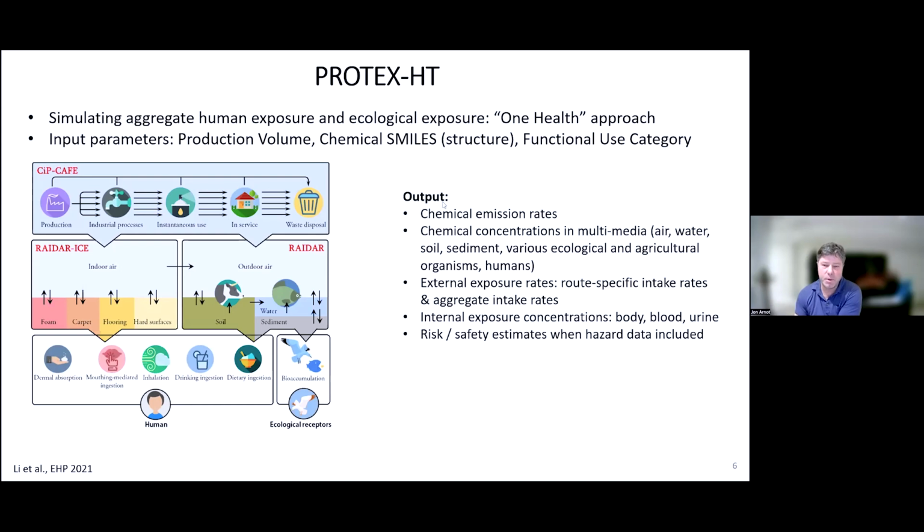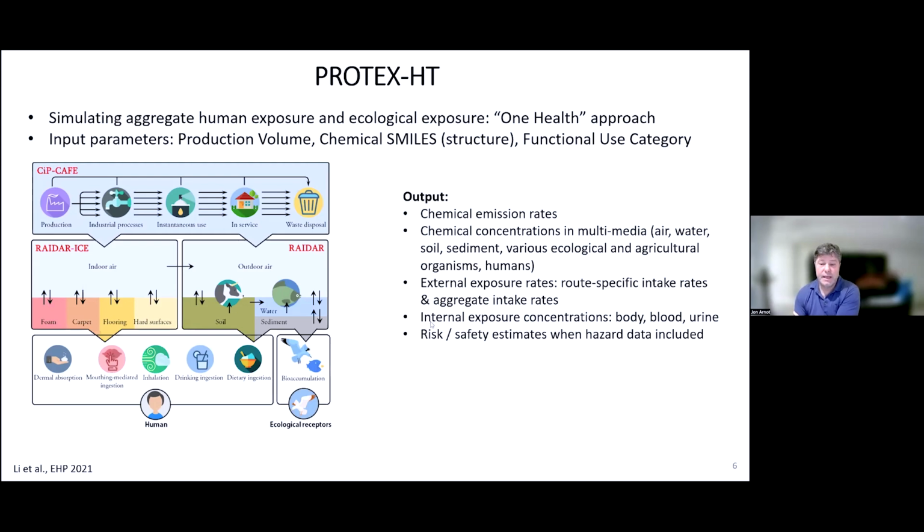What the model then provides is estimates of chemical emission rates that can be used to auto-parameterize the systems we're using here, or if you want to take these emission rates and use them to parameterize different models, that is available. It then also predicts chemical concentrations in the multimedia environments, external exposure rates, and route-specific intake rates. So for example, if you just want to look at the dietary intake rate to a human or the drinking intake rate, or if you want to look at it all together, you can do that with the model.